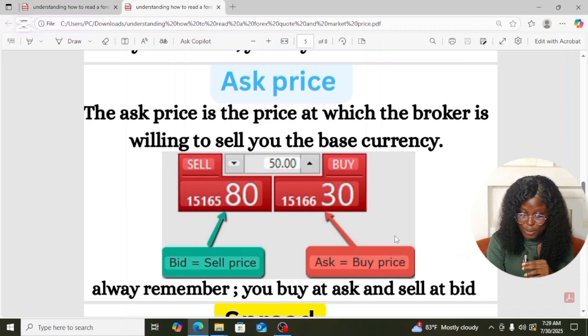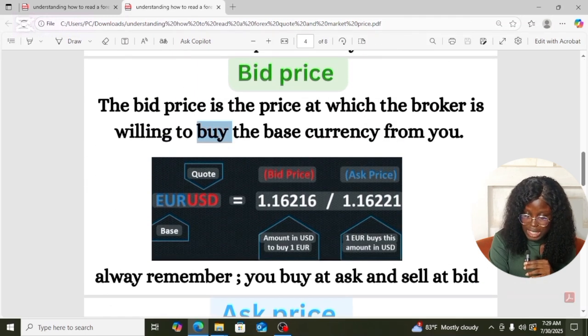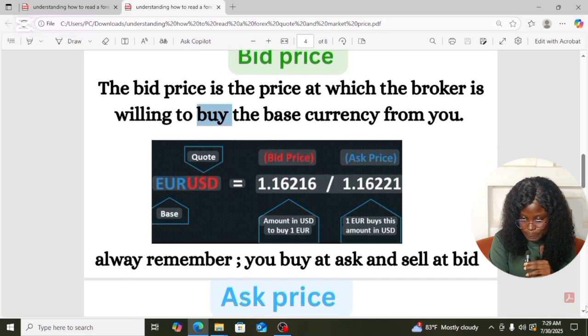So please don't be confused. It's somehow confusing, but it's not that confusing. It's very, very simple. So we've talked about the ask price, and this is the ask price and the bid price.